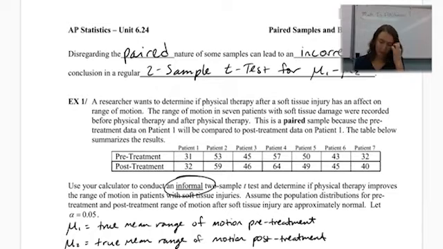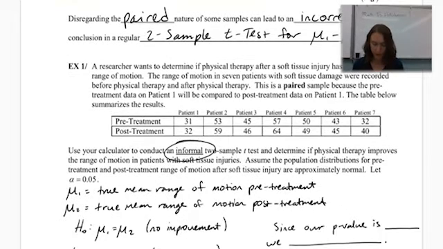Hey class, today we're going to be doing section 6.24, which is paired samples, a matched pairs design for AP Statistics, doing hypothesis testing and confidence intervals. Disregarding the paired nature of some samples can lead to an incorrect conclusion if you use a regular two-sample t-test for mu sub 1 minus mu sub 2, the difference between two means.